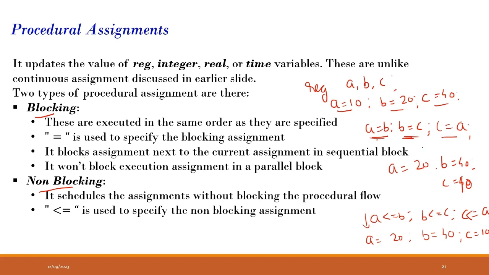Yes, now I realize my mistake. Over here, in this line of code, A will get the value of B, so A will get the value 20. B will get the value of C, so B will get the value 40. Now C will get the value of A. The value of A has now been changed to 20, so that's why C will get the value 20.